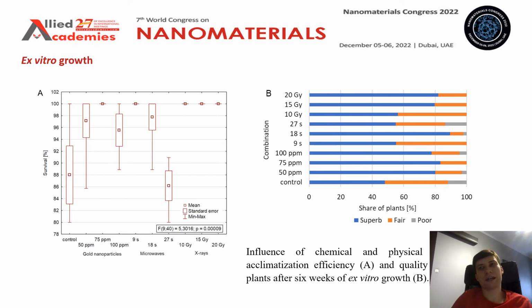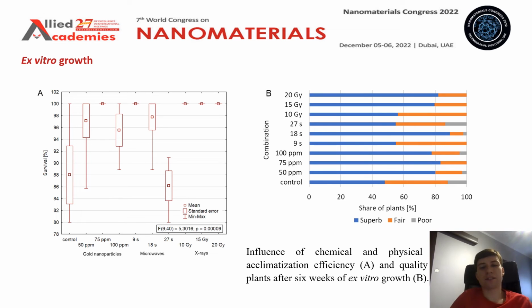Moreover, because we are adding sugar into the culture medium, the plants which are growing in vitro are not photosynthesizing, they are not autotrophic, they are actually heterotrophic because they use the sugar that they are given in the culture medium. So the acclimatization of the plants from in vitro to in vivo conditions is a very important step that determines the success of micropropagation.